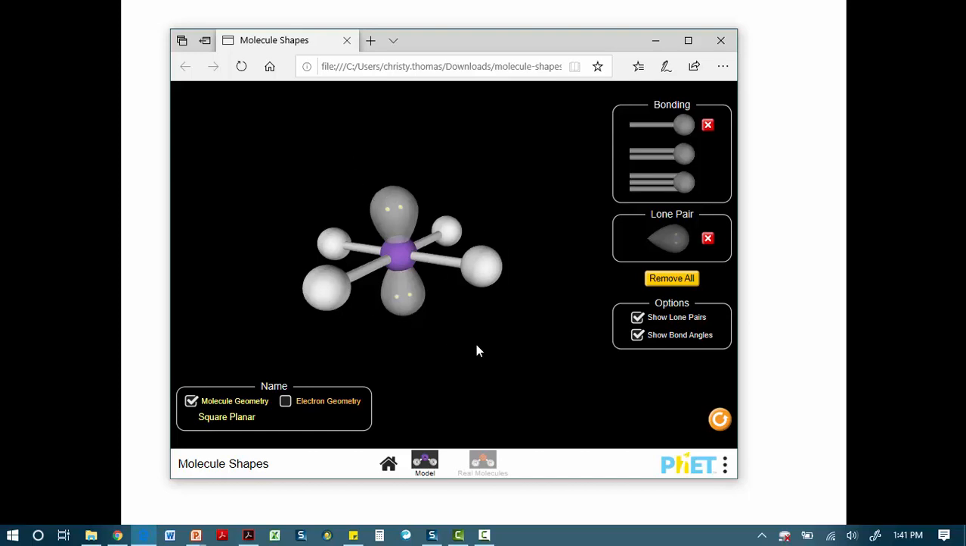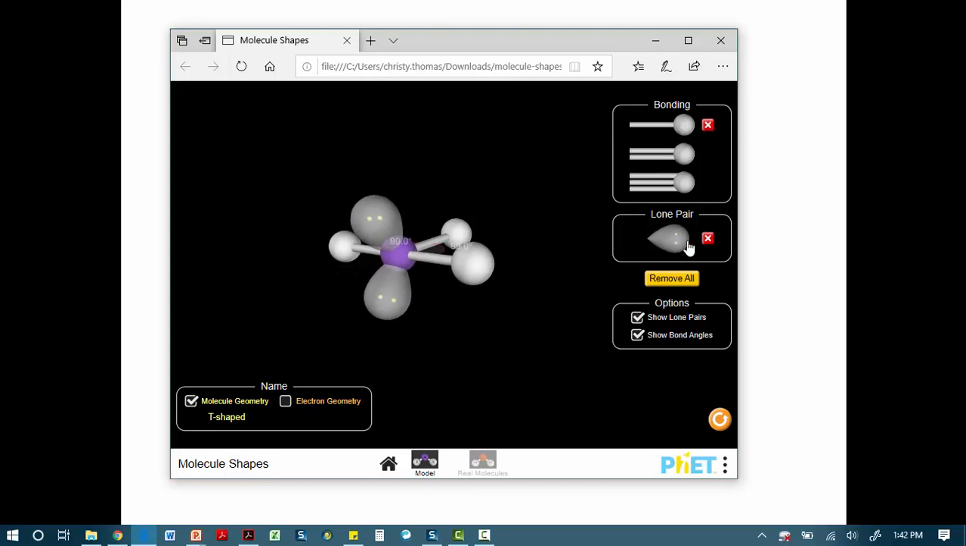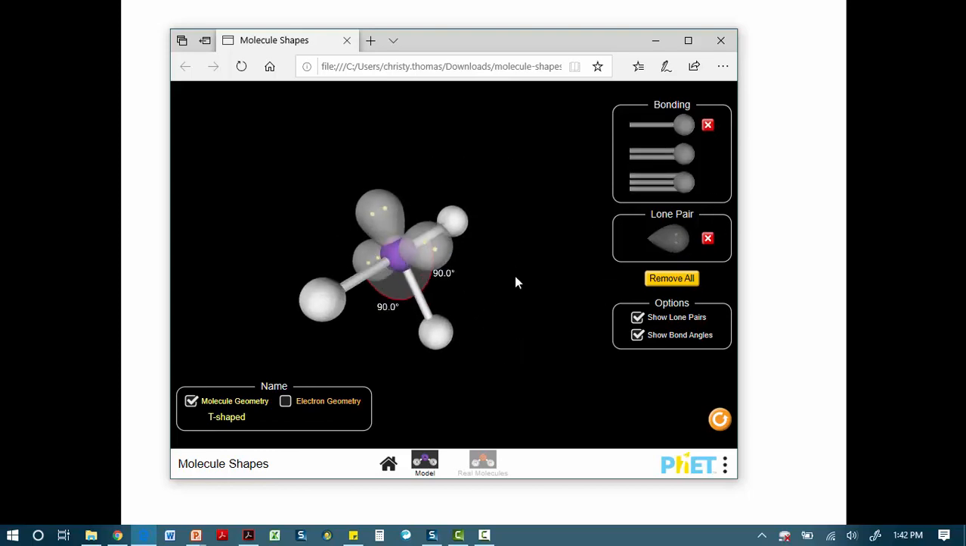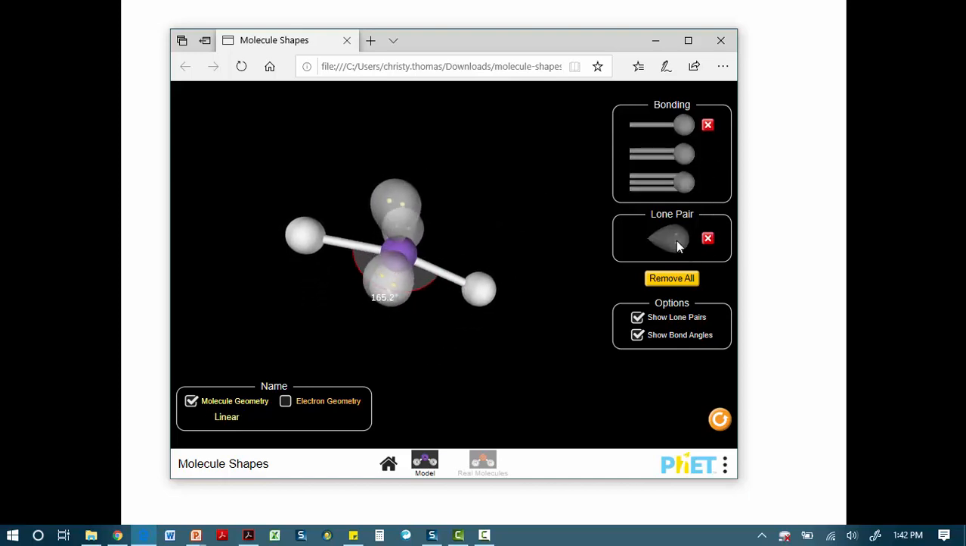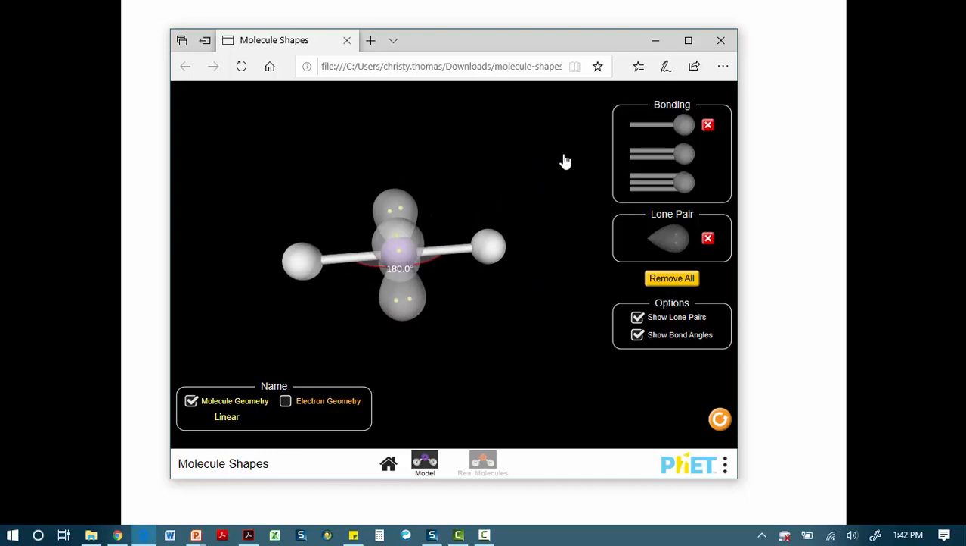And if you'll look on your lab sheet that you copy out, that's going to be square planar. Square planar means flat. Okay? And then if you took away one more and added one more, that would give you, again, a T-shaped. And if you removed one more bond and replaced it with a lone pair, you would have a linear molecule.